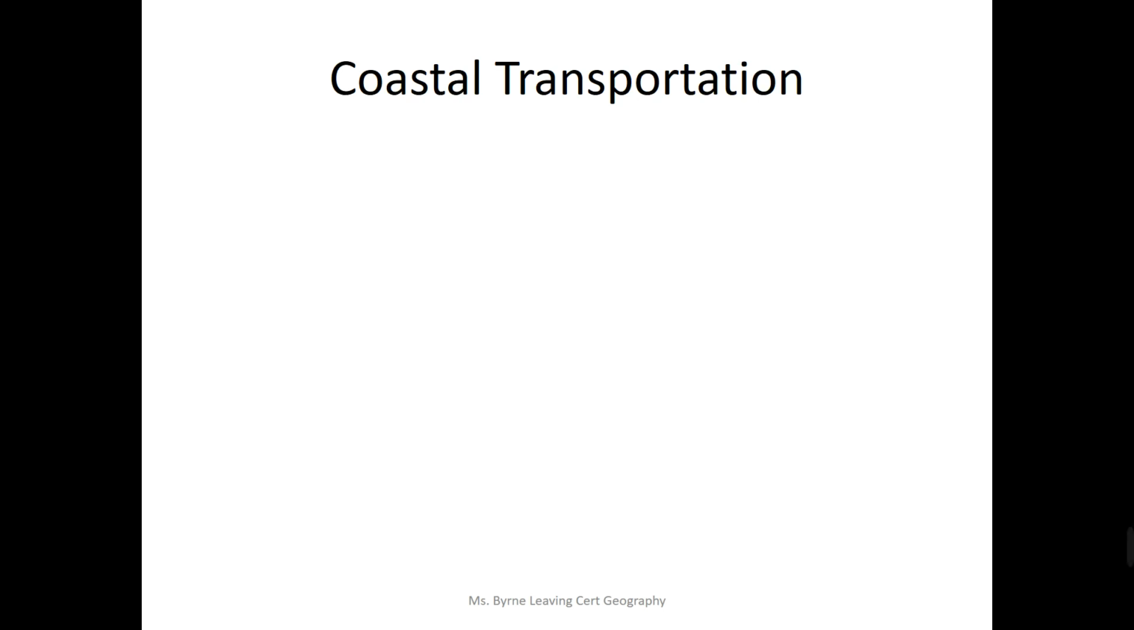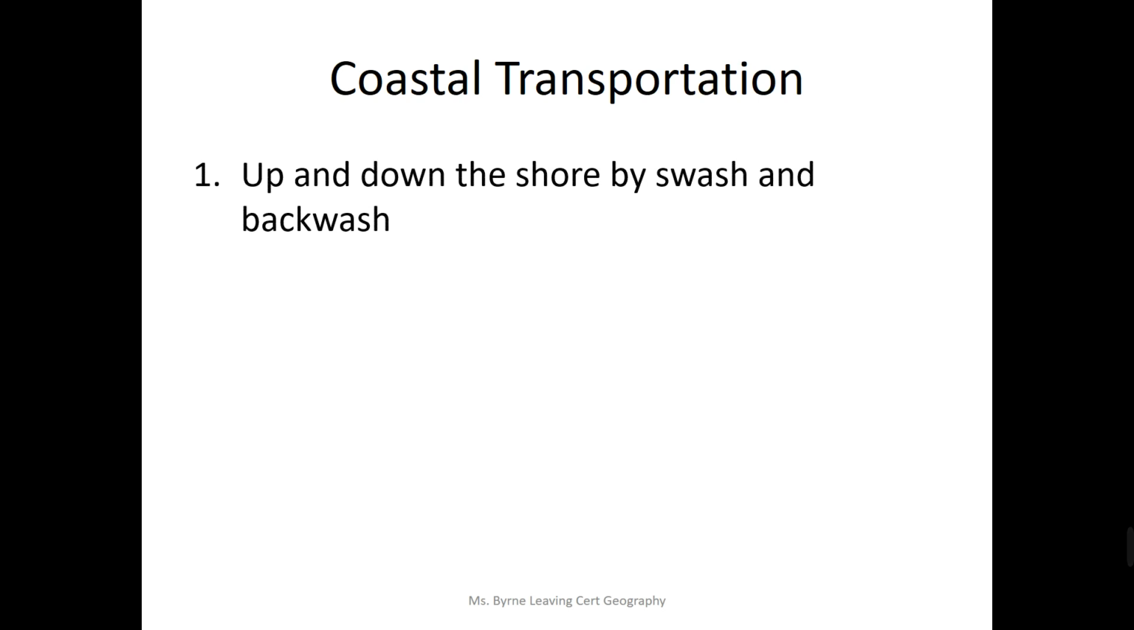Any material that's carried by the sea is referred to as the load, and the load can be transported in the following ways: up and down the shore by the action of swash and backwash, out to sea by undertow. We're not going to be too concerned about that, but basically undertow.